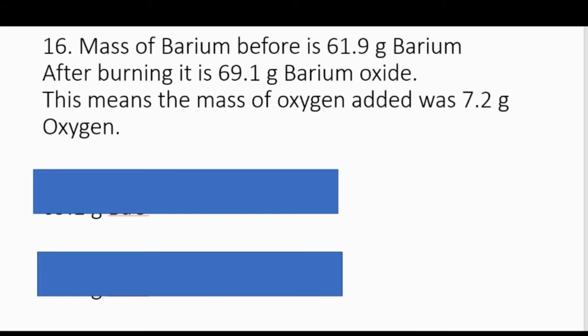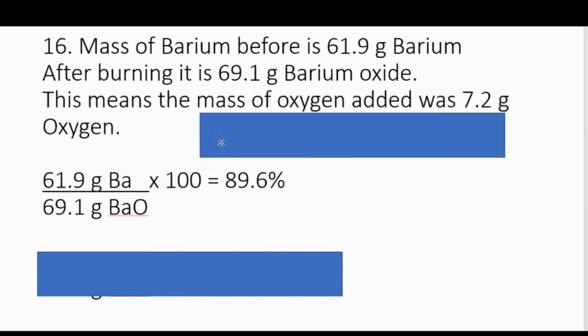My number 16, we're doing percentage, but this time we're doing it from some data. So Mr. Shangra burned some barium. It was 61.9 grams. After it was burned, it was 69.1. So it got a little heavier. And when things burn, they gain oxygen. So it gained 7.2 grams of oxygen.